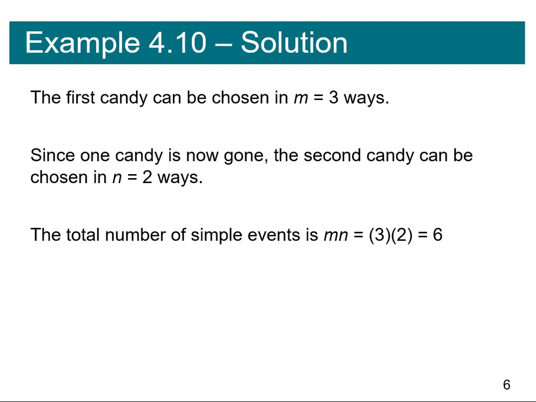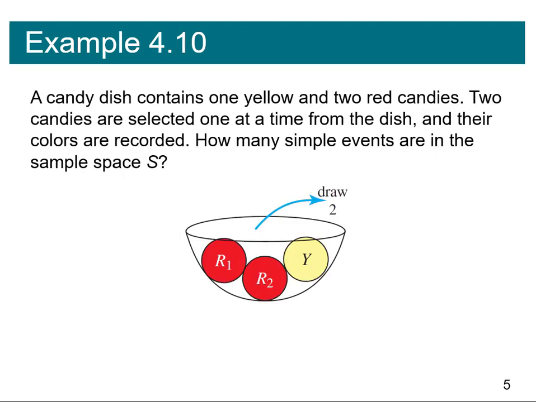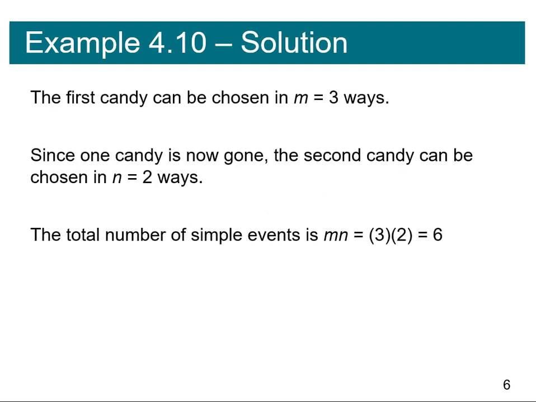So let's just see the answer to this before we go back and read the other. So the first candy can be chosen in 3 ways, right? So there is a red R1, there's R2, and yellow. So there are 3 different ways that we can choose the first candy. We can get any one of those 3 candies. So that's what they say. The first candy can be chosen in m equals 3 ways. Since one candy is now gone, the second candy can be chosen in n equals 2 ways.